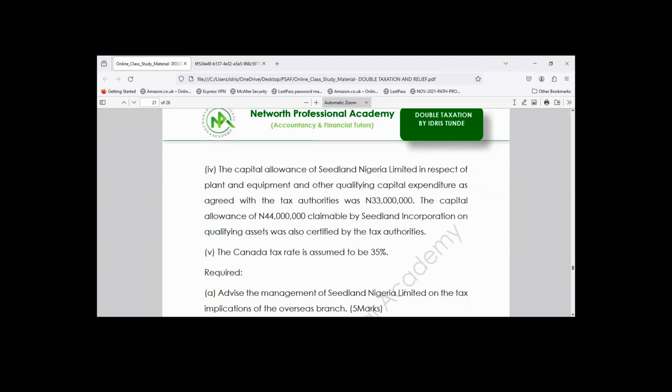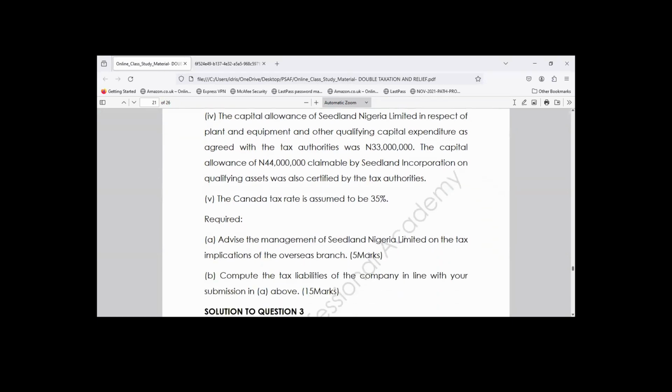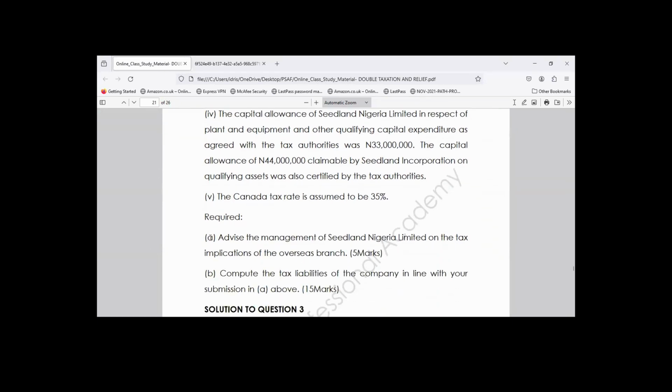A, advise the management of Seedland Nigeria Limited on tax implication of overseas branch, 5 marks. B, compute the tax liability of the company in line with your submission in A, agreement.